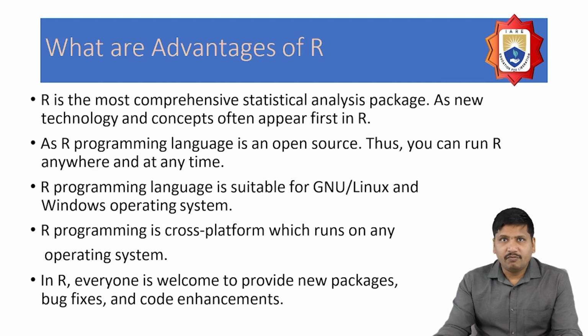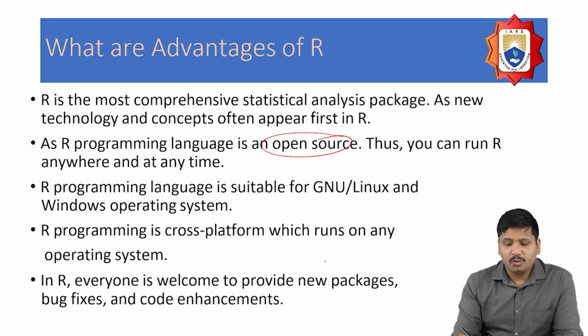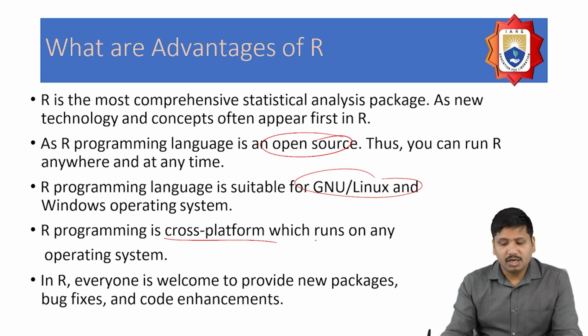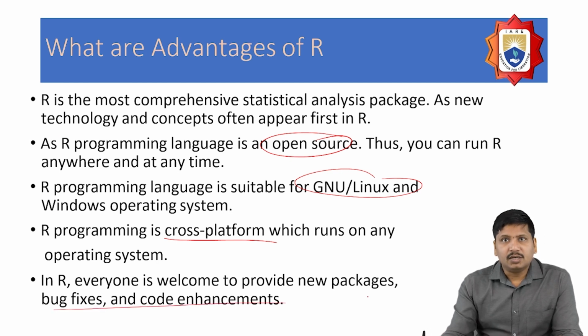And what are the advantages of R? R is the most comprehensive statistical package. As technology and concepts appear, the R language is open source and we can run it anywhere at any time. R programming is used mainly on GNU, Linux and Windows operating systems. R is cross-platform, so it can run on any operating system. And everyone is welcome to provide new packages, bug fixes, and code enhancements. These are the various advantages of R.